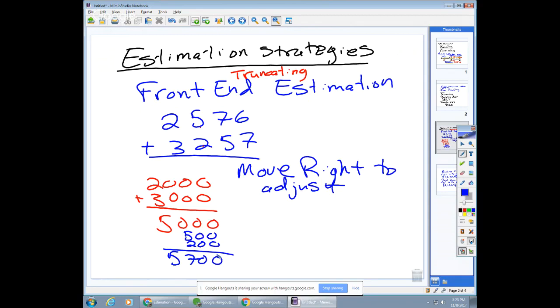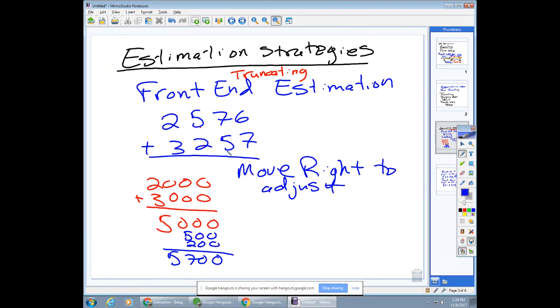And you can do front-end estimation on pretty much any operation. You can do it on subtraction, multiplication, division. So we'll try it on a multiplication problem next. And if I needed to adjust further, I would just move to the next column to get a better estimate of it. Right? It's not rounding, but I'm zooming in on the answer.